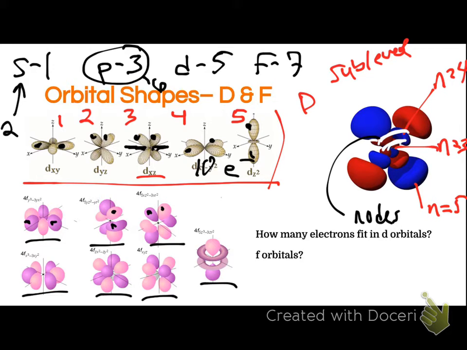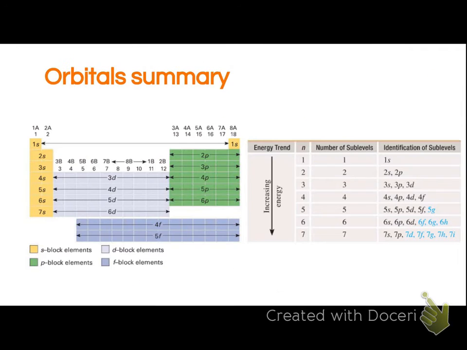They're randomly moving around all the time, so we can't really say where exactly they are in space, but we do know that there's 2 in each one of them if the F is full. And so this would be 2 electrons per shape times 7 shapes. We get 14 electrons can fit in the F shape.